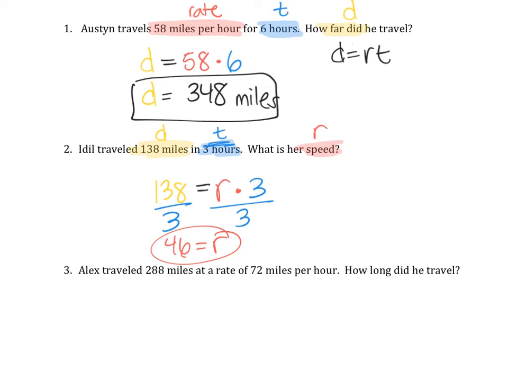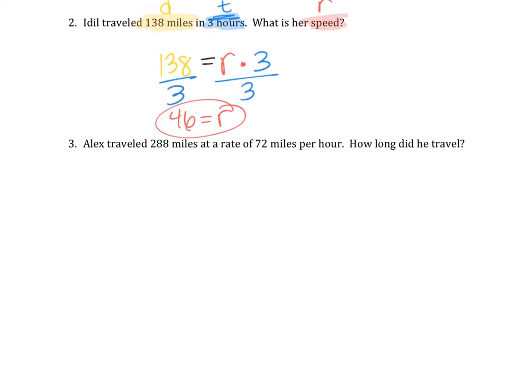In number 3, let's do this last example. It says Alex traveled 288 miles at a rate of 72 miles per hour. How long did he travel? So let's see what we've got. 288 miles is just a distance, so I know that this one must represent my D. And then this one even says at a rate of 72 miles per hour, so I know right off the bat that this is my R because that's my rate. And when it says how long did he travel, I'm wanting to know a sense of time. So T is what I'm going to try to find.